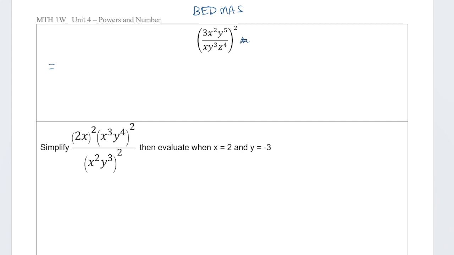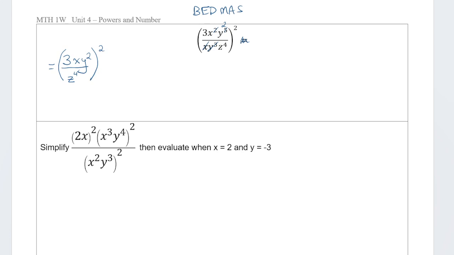I've got 3 divided by 1, which is 3. X squared divided by x is x, 2 minus 1 is 1. Y to the power of 5 divided by y cubed, I subtract the exponents. That's y, 5 minus 3 is 2. So that's that. Canceled with that. And that canceled 3 of those. And then I still have z in the bottom because there is nothing up top to cancel with that. And all of that was squared, so all of this is still squared.